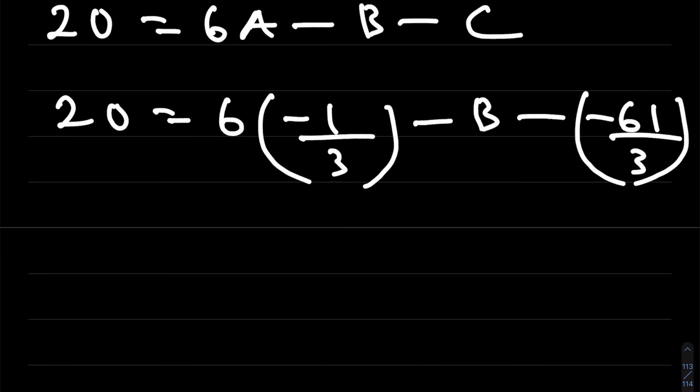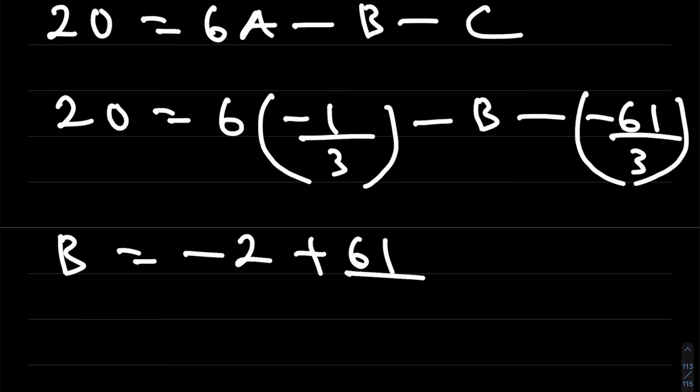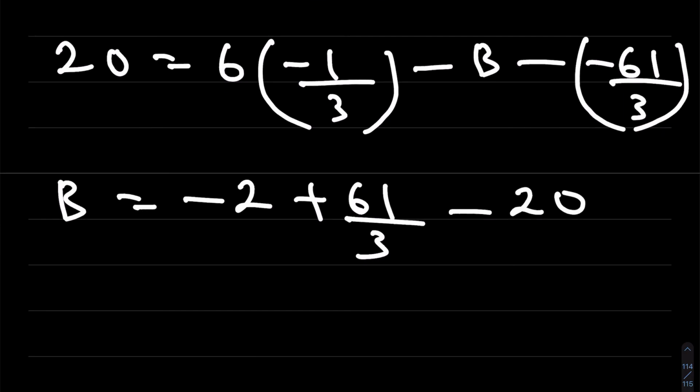This simply means I can just write this as 20. Let me bring minus b to the left hand side and it becomes b. That means b equals 6 times minus 1 over 3 is minus 2, plus 61 over 3. Of course, this will become plus 61 over 3. And when 20 goes to the right hand side, it becomes minus 20. So that simply means minus 2 minus 20 is minus 22. So that's minus 22 plus 61 over 3.